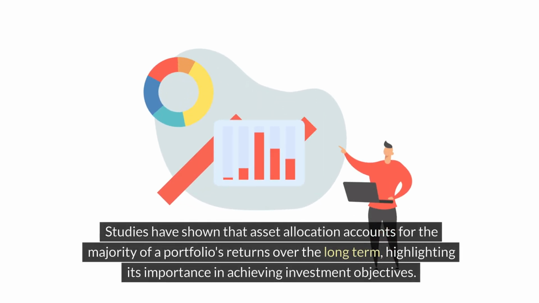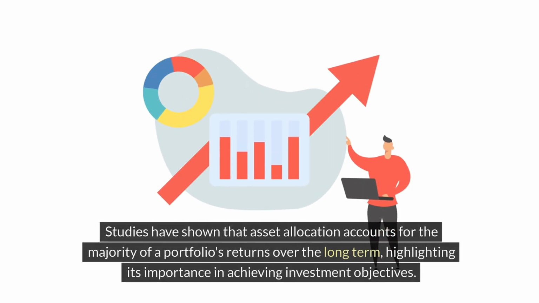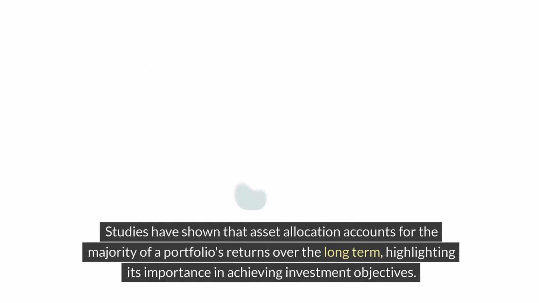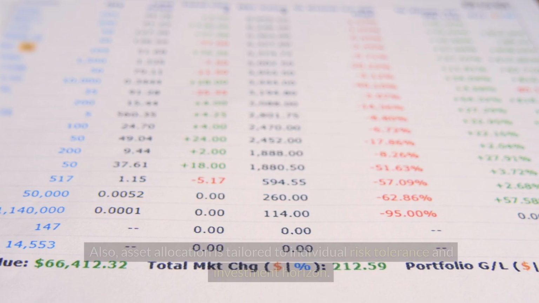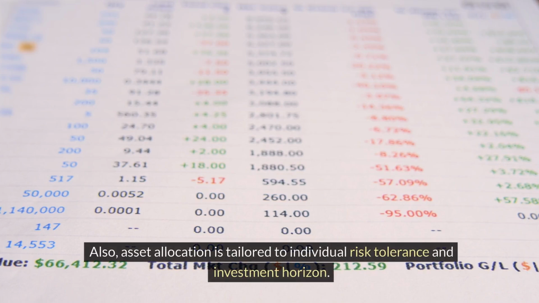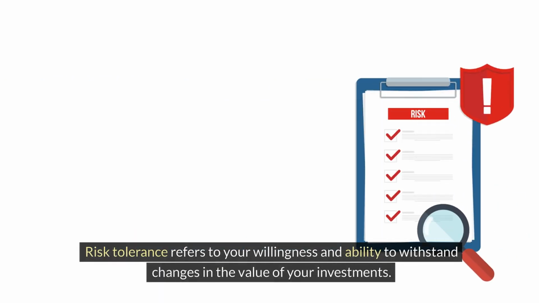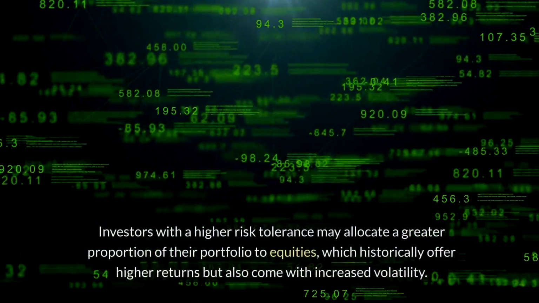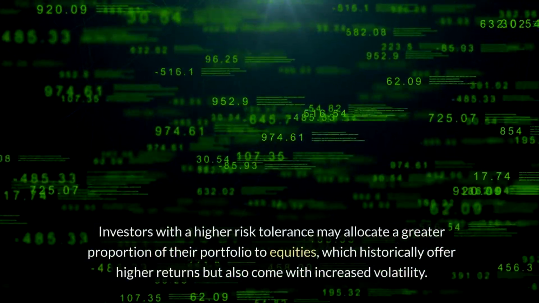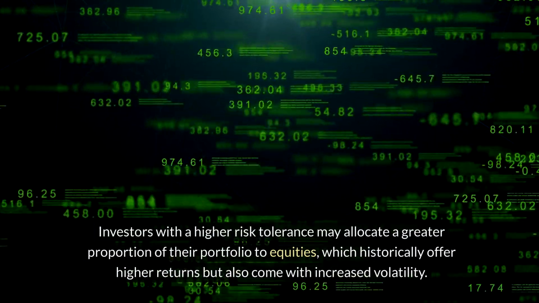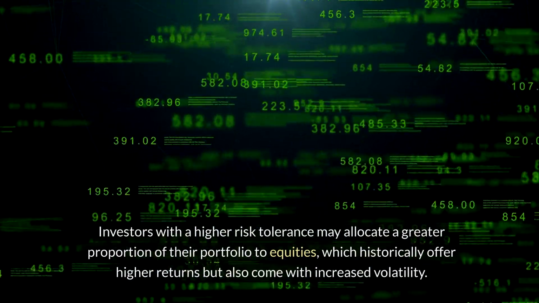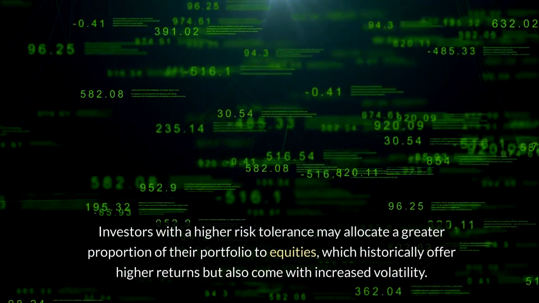Studies have shown that asset allocation accounts for the majority of a portfolio's returns over the long term, highlighting its importance in achieving investment objectives. Also, asset allocation is tailored to individual risk tolerance and investment horizon. Risk tolerance refers to your willingness and ability to withstand changes in the value of your investments. Investors with a higher risk tolerance may allocate a greater proportion of their portfolio to equities, which historically offer higher returns, but also come with increased volatility.